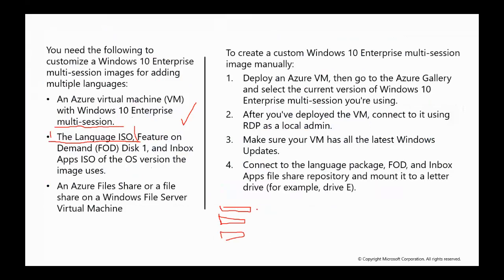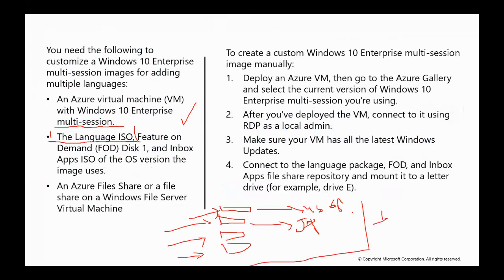Let's say we have a group of users that are in the US and they need English US. Okay. Others are in Japan and they need their language pack, and we need a lot of language packs. So we prepare these packs in ISO format, so these can be installed or added to the image we are going to distribute among or use in our host pools.